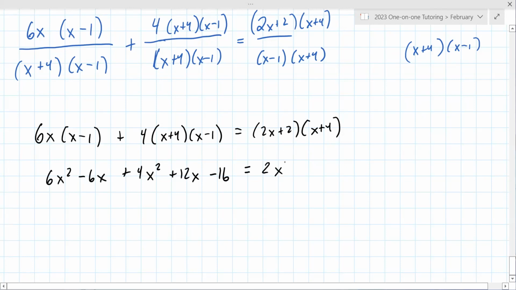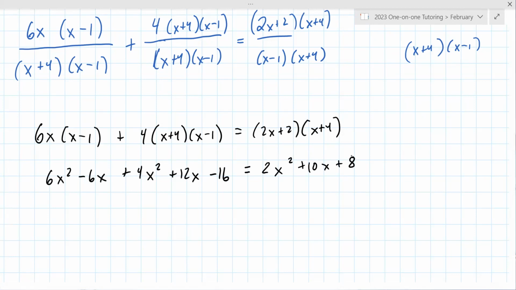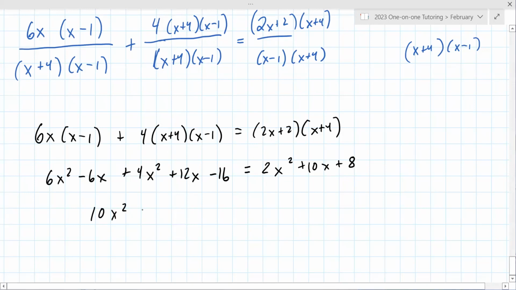And then you can FOIL the last one there. Yeah, that's what I got. So anything you can do to minimize your writing is really important here, without missing something. Most errors occur here in transcription line to line, forgetting to distribute, or sign errors. So on the left here, it's 10X squared, plus 6X minus 16.